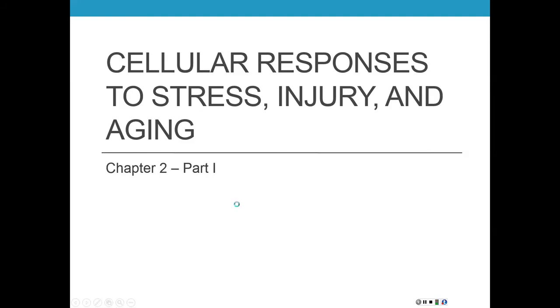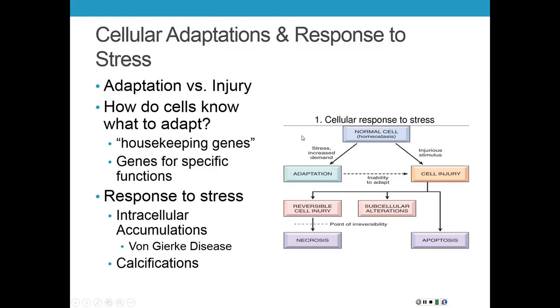In this lecture, we're going to take a look at the first part of the cellular adaptations in injury. There is a section at the very end on the second part that deals with aging, but we're really looking at cellular responses to stress and injury. So first, we're going to really focus on adaptation, but we need to understand what the difference is between adaptation and injury. So this image helps somewhat.